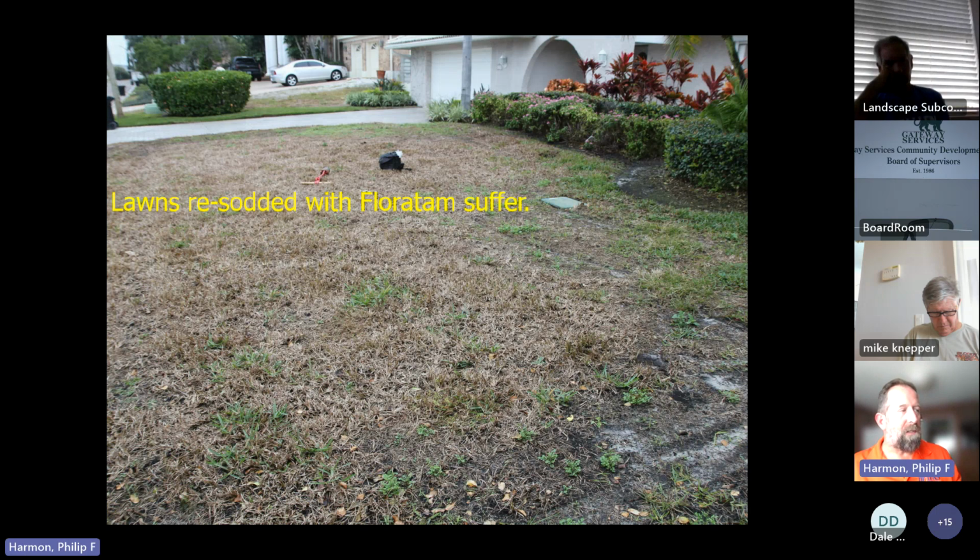This is a lawn resodded with Floratam. And when it's resodded with Floratam, the disease progression becomes more severe, more rapid, and that sod fails. So we want to avoid this, because now we've invested money in new Floratam sod and the preparation. We've lost a year of turf quality, and it's a negative outcome all around.